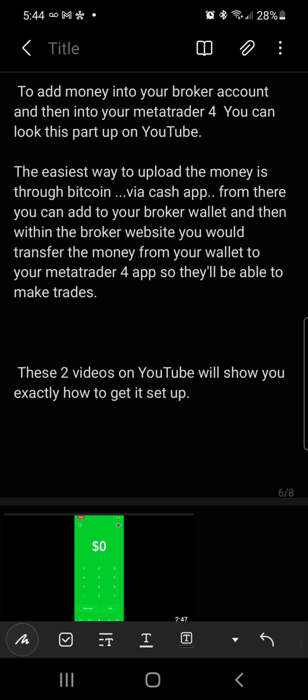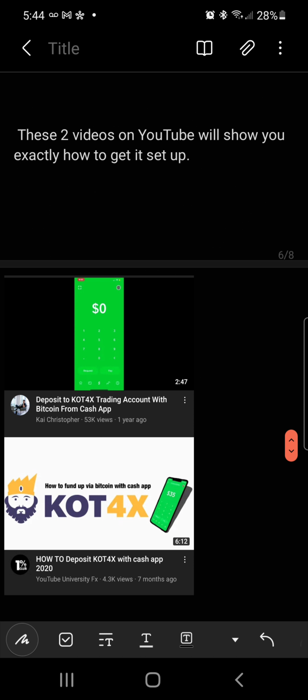To add money into your broker account and then put it into MetaTrader, you can look this part up on YouTube. The easiest way I do it is through Bitcoin via Cash App. Everybody's got Cash App, and that's so much easier to me. From there, you can add money to your broker wallet, and then within the website, go ahead and do the transfer. So you'll be able to start making them trades and get this bread, because that's what we want. Let's continue. These two videos on YouTube will show you exactly how to set it up.